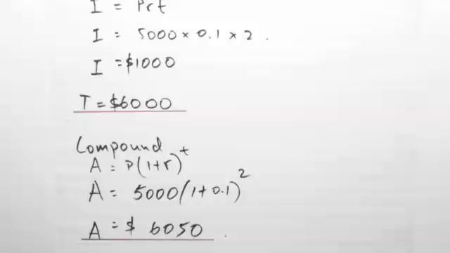As you can see, with the compound equation, we will always get a higher total amount compared to simple interest, and this is purely because when we deal with compound interest, the interest that we earn per year also accumulates interest on that amount.